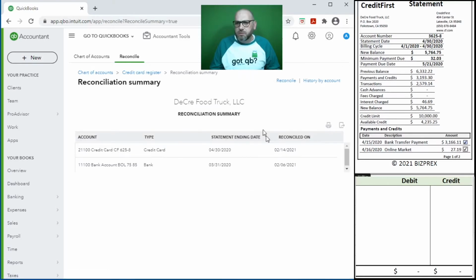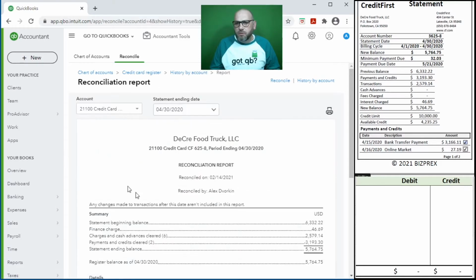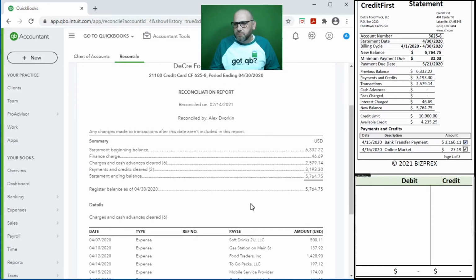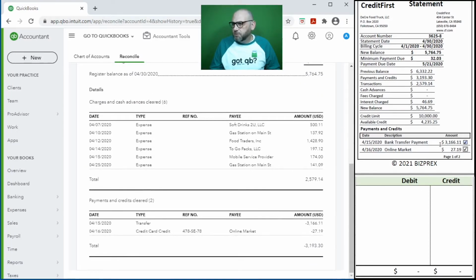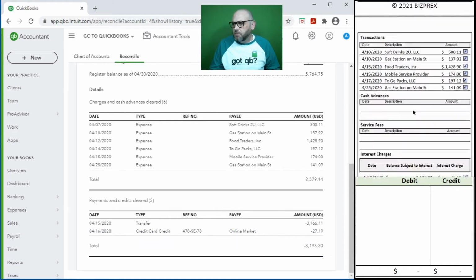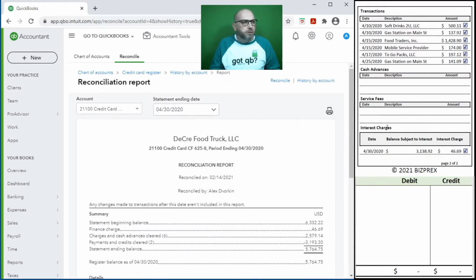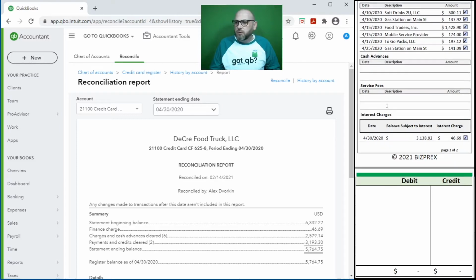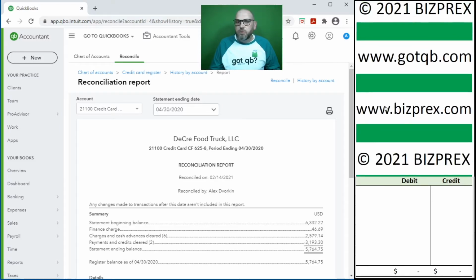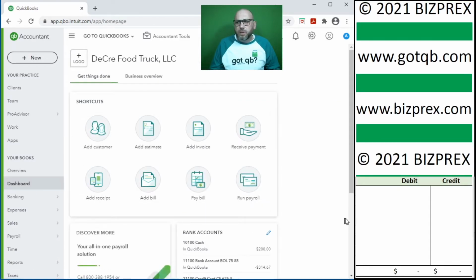I'm going to go into summary, credit card. All right, here it is. Let's make sure the balance matches. Yes. Transactions, payments right here, and then these transactions are right here. So again, we would print this report, attach it to the statement, and we're good to go. We can go ahead and move forward with reconciliation of our bank statement.